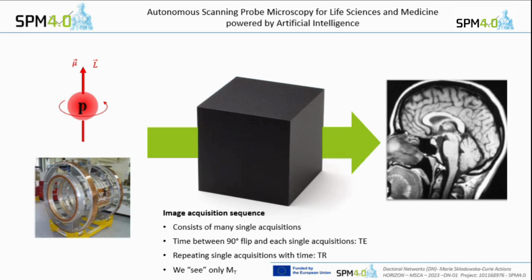So one is we don't have a single acquisition. It's not a one shot like a photograph and then we have an image. The entire image consists of several single acquisitions, one after each other. They are characterized by two major properties. One is the TE time. This is the time between our 90-degree flip angle, where we move our magnetization to the transversal orientation, and the image acquisition for each single acquisition. The second is the time between all the single repetitions or single acquisitions. This is the TR. And as I mentioned, we only see the magnetization in the transversal orientation.